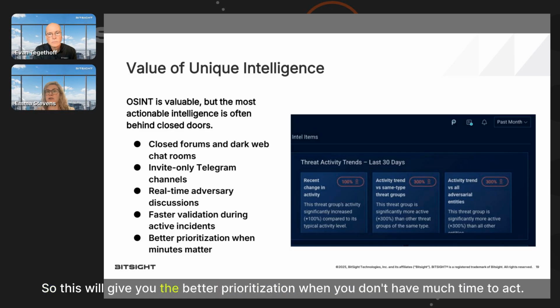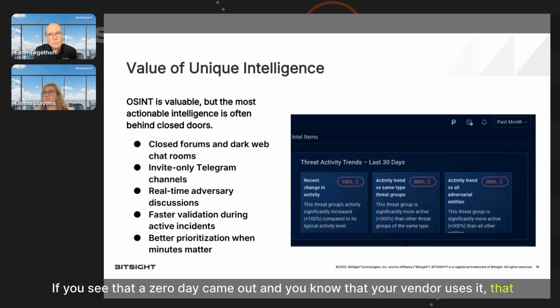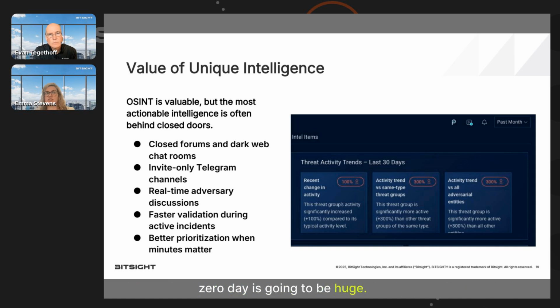So this will give you the better prioritization when you don't have much time to act. If you see that a 0-day came out and you know that your vendor uses that program or software, being able to stop it before they actually get in through that 0-day is going to be huge.